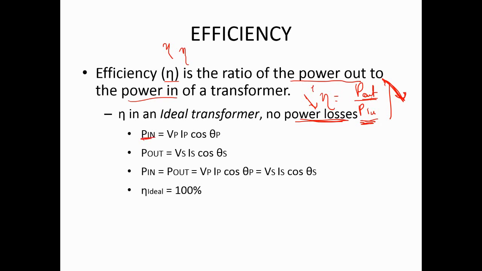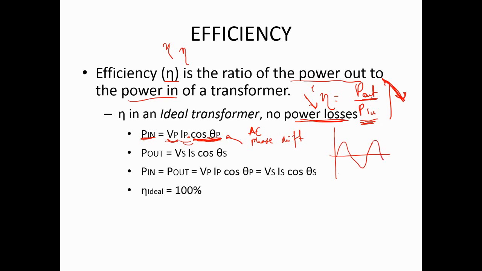Power input is calculated as, because it is an AC circuit, it's not just VP multiplied by IP, but we also have to integrate the fact that there is the phase shift between the current and the voltage. It's not just VP IP, it's VP IP multiplied by cosine theta P. So theta P is the phase shift. Again, what is the phase shift? Phase shift is basically the lag or the difference between the current and the voltage.